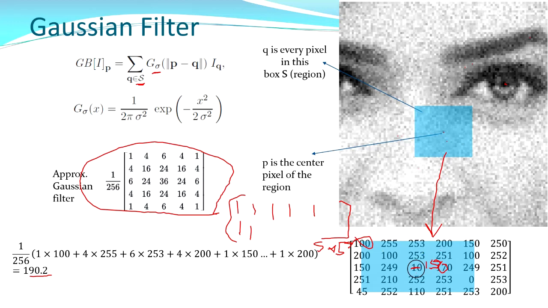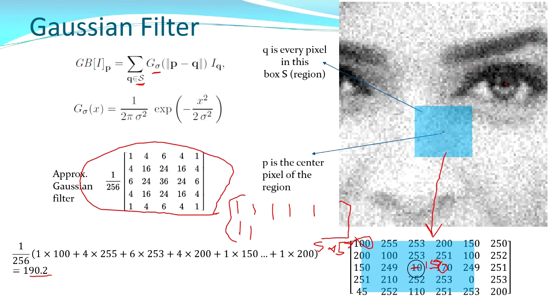So this box is my region S. Here I have taken a 5 cross 5 box, but then you can have a box of 3 cross 3, 7 cross 7, 9 cross 9. You can have any grid of box. So this size of the box tells you how many pixels you want to consider.